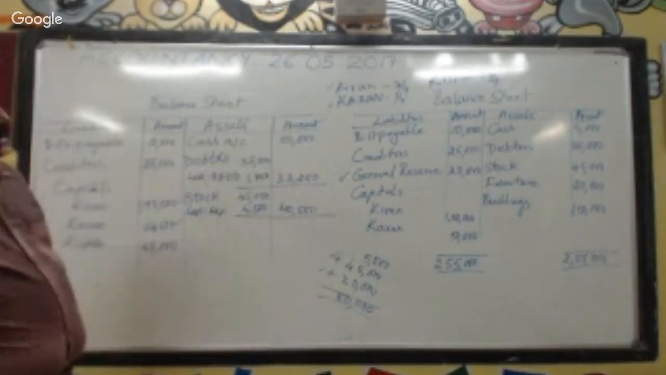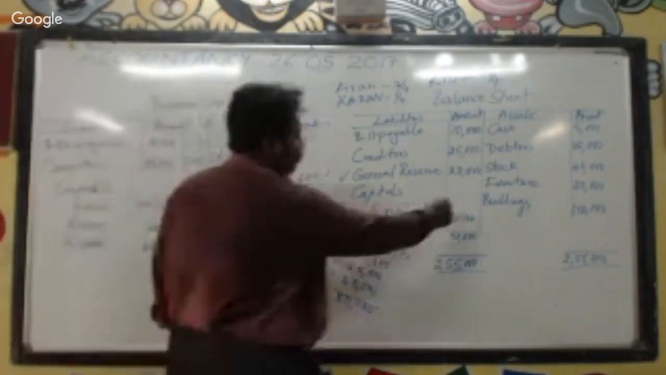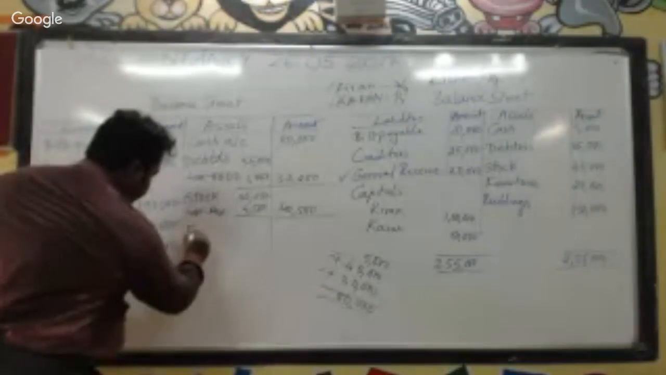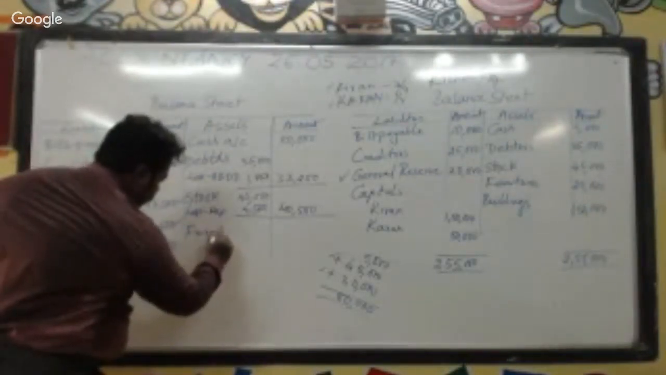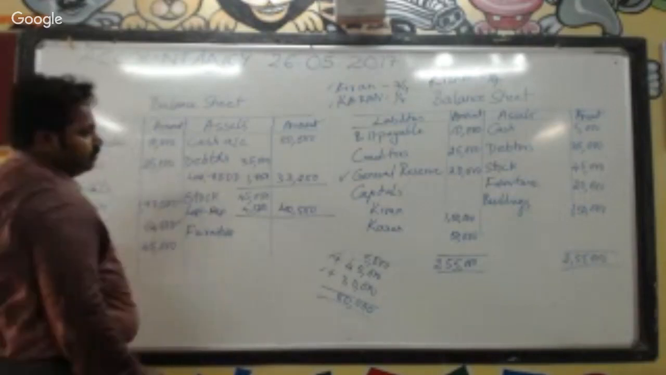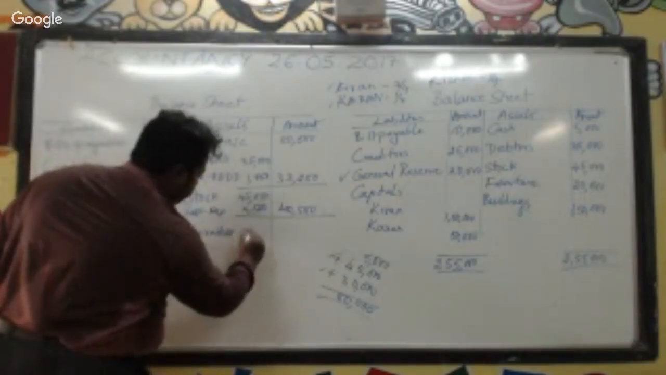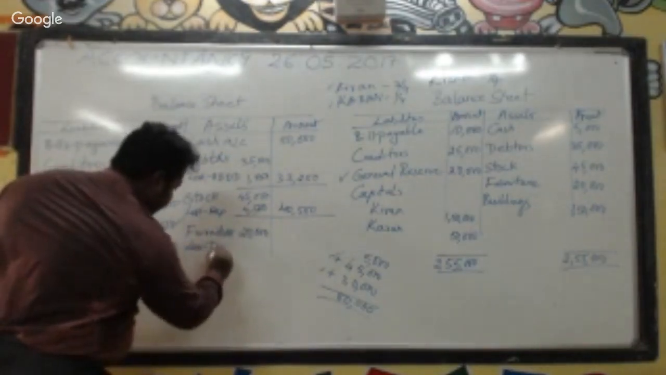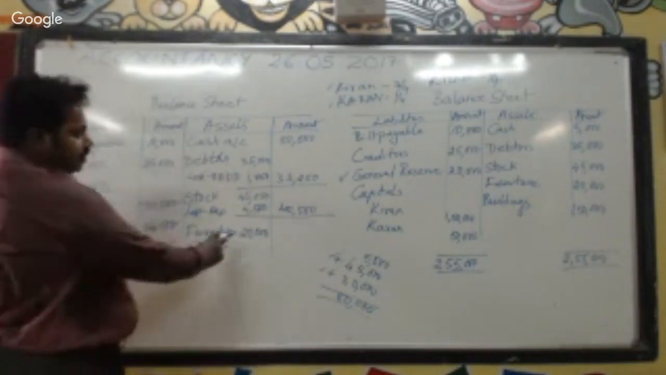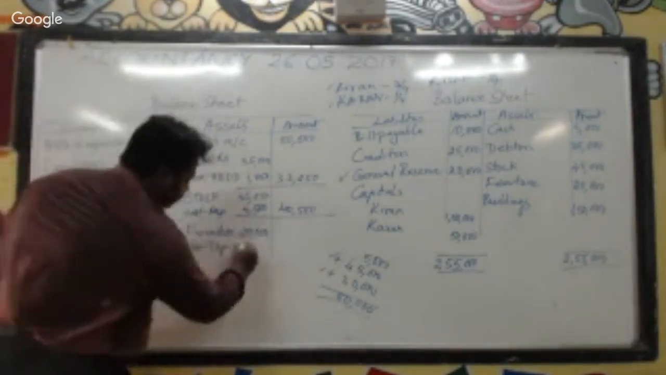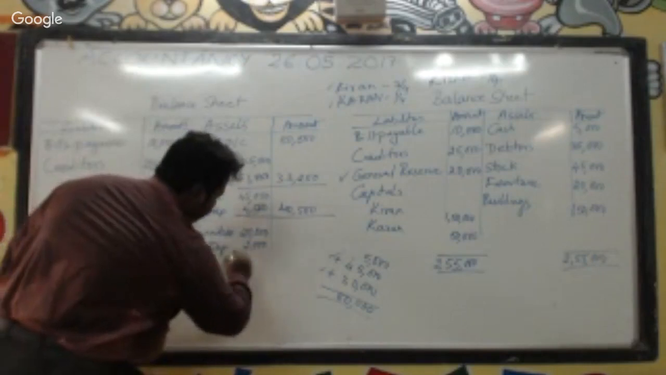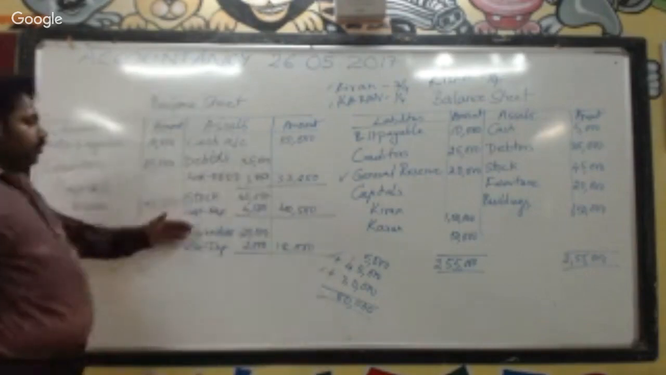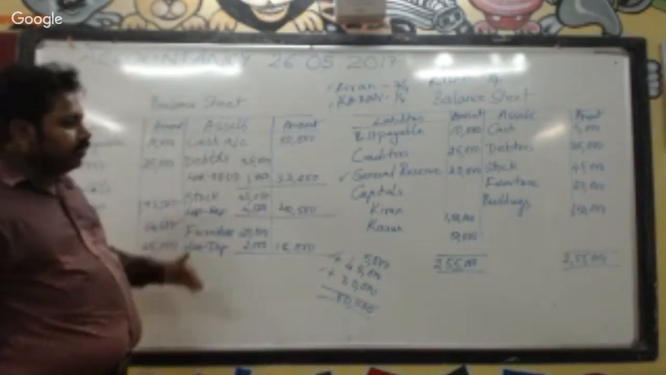Next, coming to the furniture. Furniture is 20,000. Write in the inner column 20,000, less depreciation. How much is the depreciation? 10%. 10% of 20,000 is how much? 2,000. That is, the total value of the furniture became 18,000.